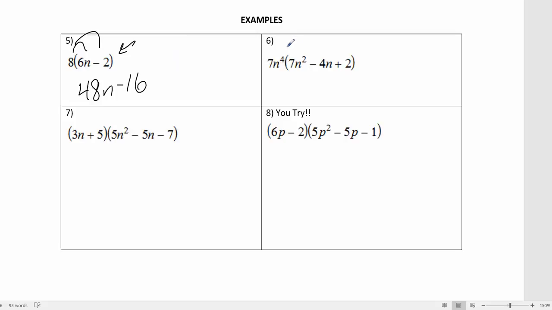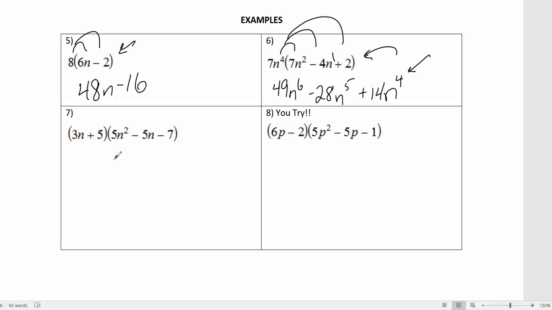So this one here is the same kind of general concept. I'm distributing, but if you look at it, I'm distributing a variable with it. Remember when I multiply variables, I actually multiply the coefficients first, so 4 times 9, and then I add the exponents of the variable. So 4 plus 2 is 6, and then 7 times negative 4 is negative 28. 4 plus the 1 is 5, so it's n to the 5th, and then plus 7 times 2 is 14. I don't have any n's over here, so it's then just n to the 4th power. So this is your answer for this particular problem here.